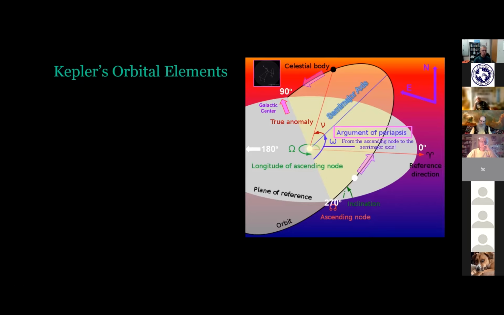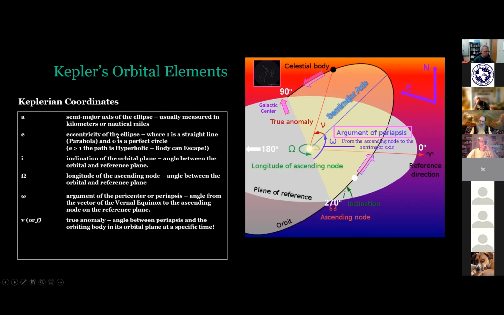All of that is important because if we don't have all these orbital elements, that is, all these properties of this orbit, we're not going to be able to find what we're looking for in the solar system. So we usually measure the semi-major axis of the ellipse in kilometers or nautical miles. A nautical mile, I think, is about 1.15 miles. So that's like a knot in the Earth's oceans. If you're traveling at a speed of 1 knot across the ocean, that's 6,072 feet for 1 nautical mile. The eccentricity of the ellipse is basically 1 if it's a parabola, or 0 if it's a perfect circle.